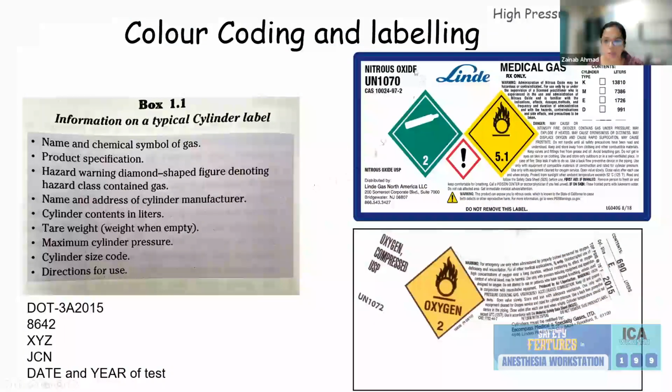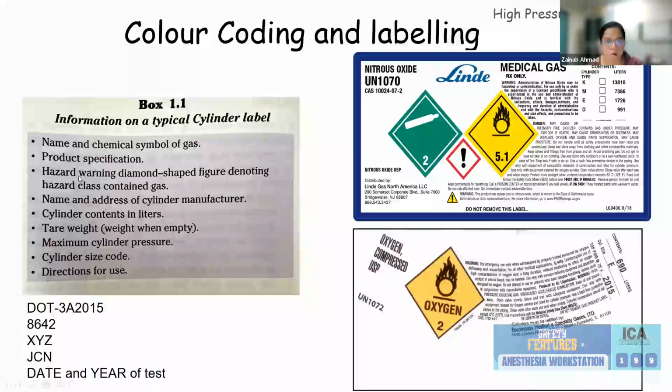Then what about labeling? Each and every cylinder has to have a label, also called a decal. This label has to have the name and the chemical symbol of the gas. For example, in the top label, you can see that nitrous oxide is written. It is written medical gas and treatment only. Nobody can take it without a treatment, without a doctor's prescription.